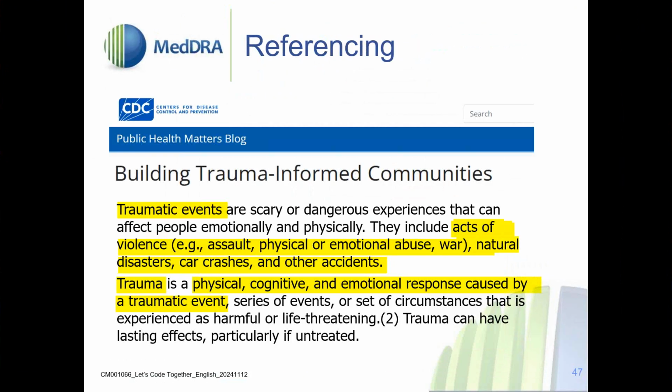Switch back here. So what is a trauma and what is the meaning of traumatic? Here is a clarification of these terms from the CDC website. Traumatic events are experiences that affect people emotionally or physically. They include acts of violence, natural disasters, car crashes, other accidents. So impact from outside. And a trauma is the physical, cognitive, emotional response caused by this traumatic event. So trauma, traumatic events always relates to external events.